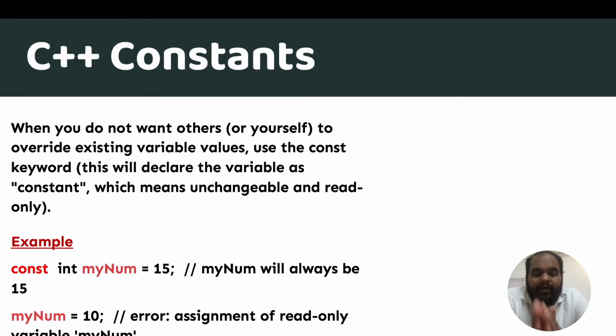Now what happens is, if you try to override this by declaring myNum equals 10, it will generate an error. This error will be generated because of an assignment of read-only variable. This is a read-only system where you can just read the values, you cannot override them. That's the power of constant, and you use it in a lot of places.